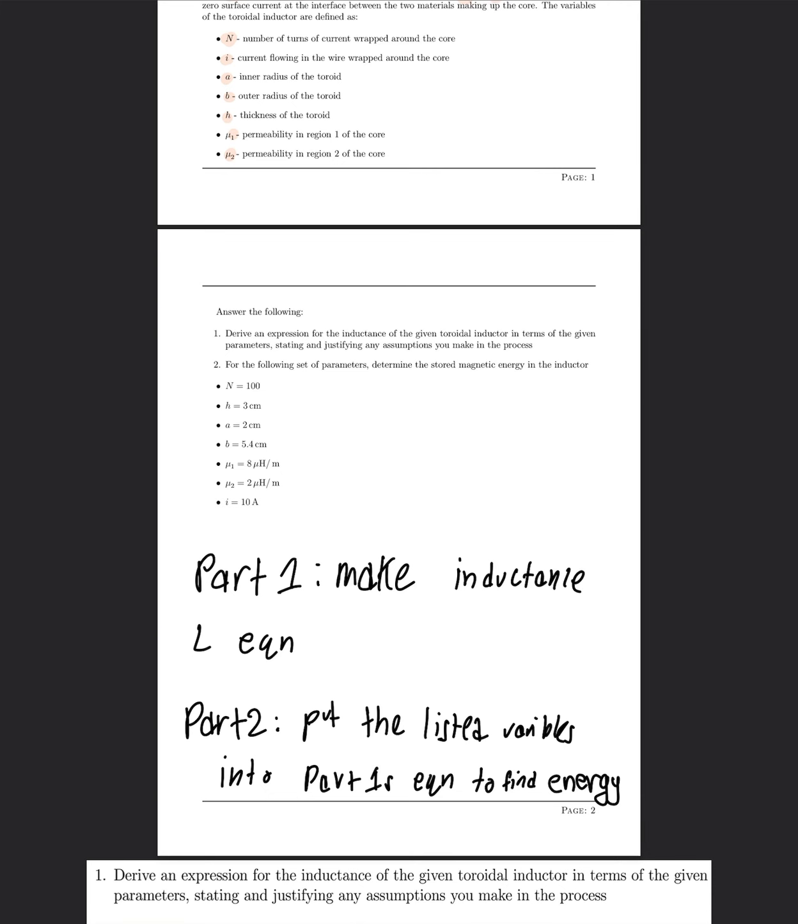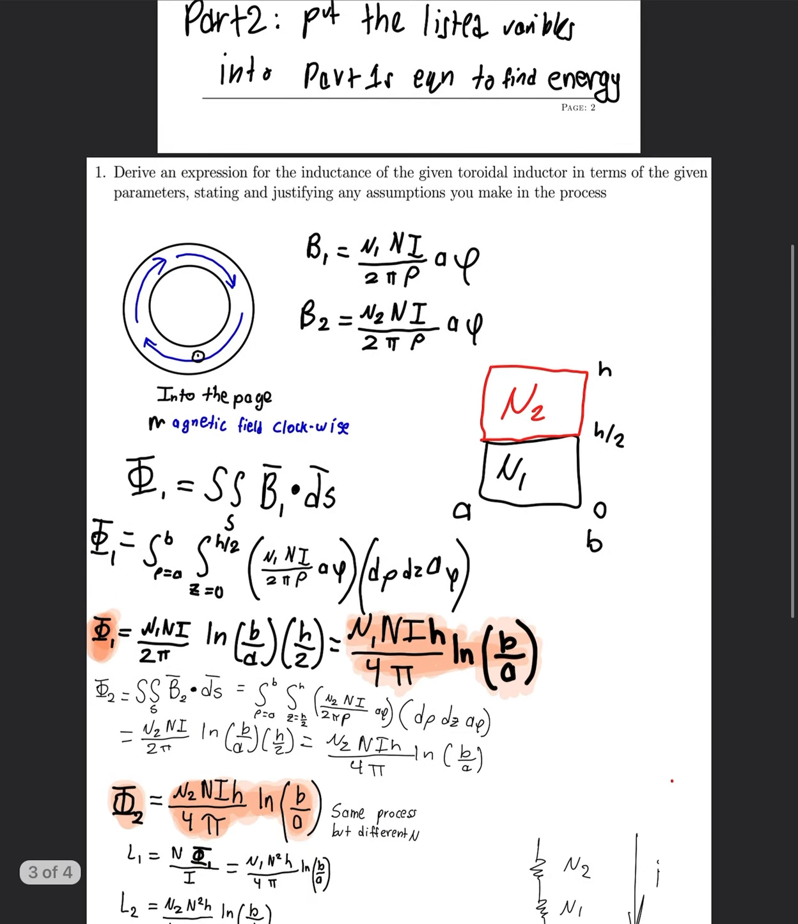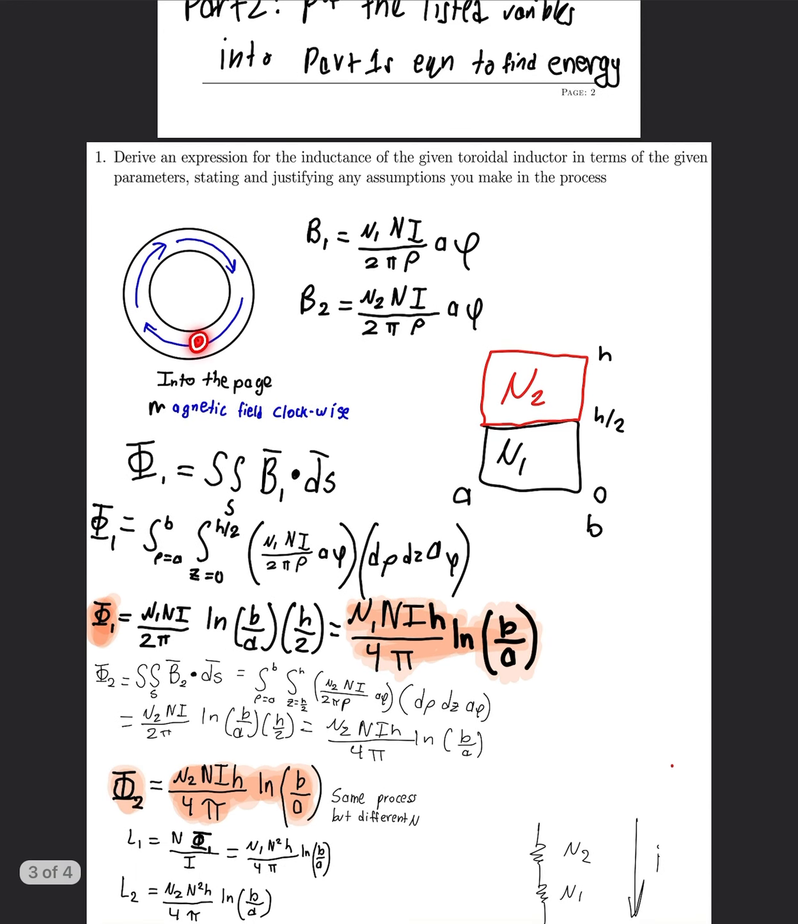This is the two parts of the question that we'll be doing. So in question 1, we have to derive an expression for the inductance. So if we look at the top view of the toroidal inductor and we imagine there's a current going down in it, right here, then using the right hand rule, we would know that the magnetic field in the inductor would be going in a clockwise direction.